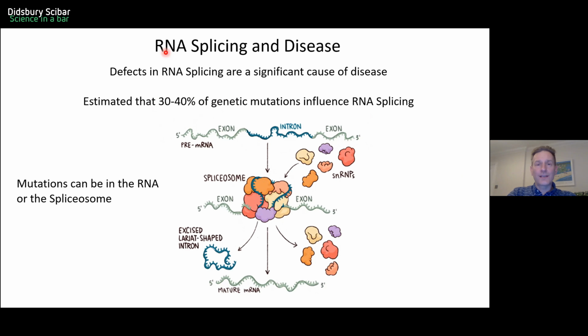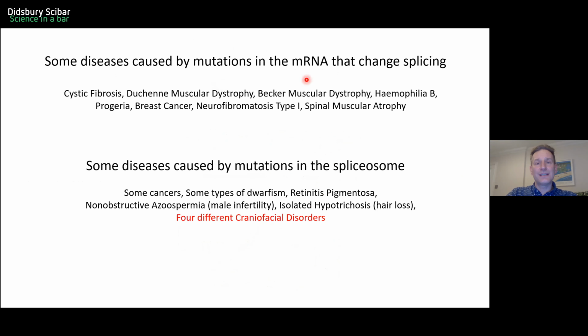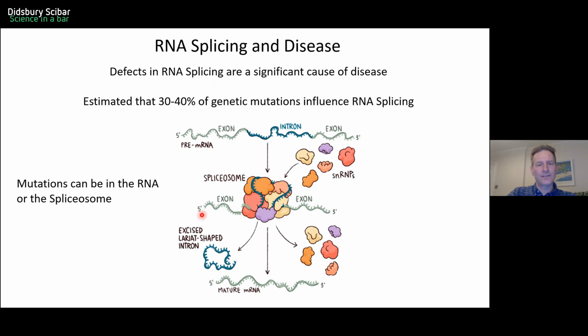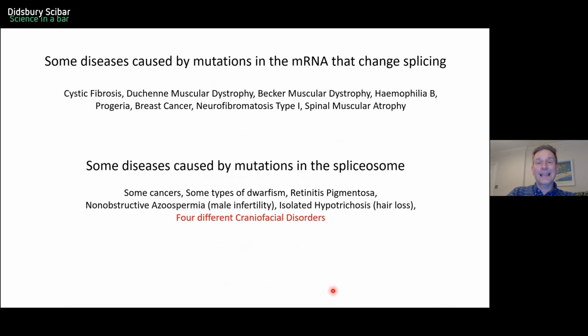So defects in RNA splicing are a significant cause of disease. I've talked about these two places where you could get the mutations: either in the pre-messenger RNA or in the spliceosome. So there are certain classes of diseases caused by mutations in the mRNA that change splicing.